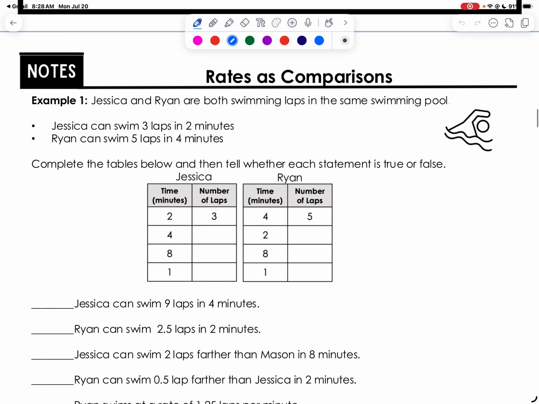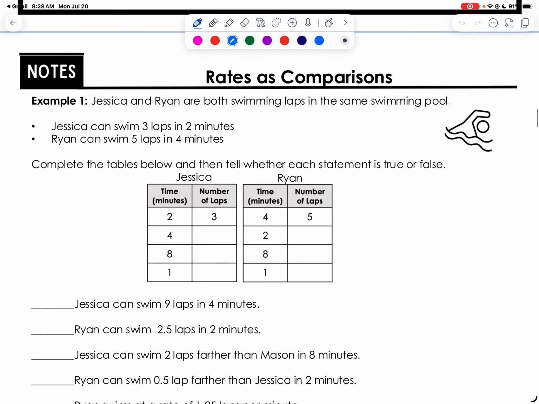In today's lesson, we'll be looking at rates as comparisons. Let me show you what I mean.